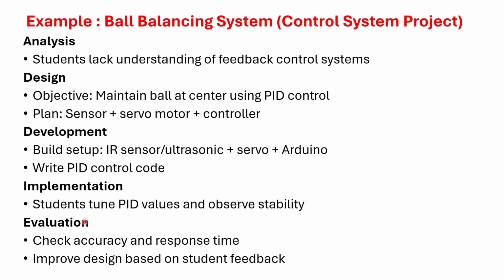Then the final phase is the evaluation phase. In the evaluation phase, they need to check the accuracy and the response time: how quickly the ball is getting settled at the center position. It should not overshoot or undershoot. The ball may oscillate initially, then it has to come back to the center position. So response time is very important to check the stability of the system. We need to check the accuracy and also the response time and improve the design based on the student feedback. If anything needs to be modified in this particular design, get the feedback from the students and we can modify the overall system design.